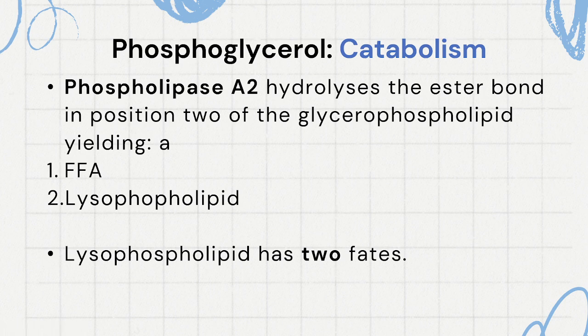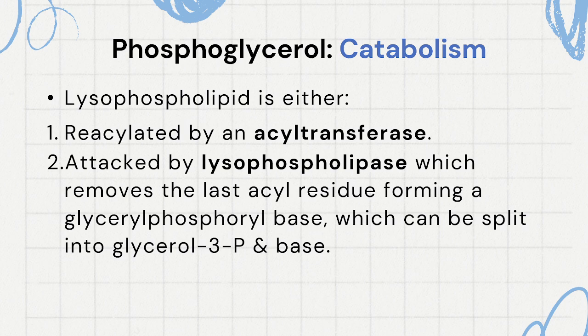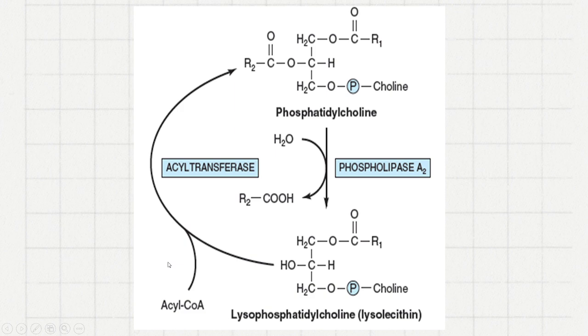Phospholipase A2 hydrolyzes the ester bond in position 2, as we said, of the glycerophospholipid to yield a free fatty acid and a lysophospholipid. And then the lysophospholipid has two pathways. It is either reacylated by an acyltransferase, and that is what we mean by degradation followed by resynthesis, or it can be further broken down by a lysophospholipase, which will remove the last remaining acyl residue, fatty acid, to form a glycerophosphoryl compound, which can be split into glycerol and a base.